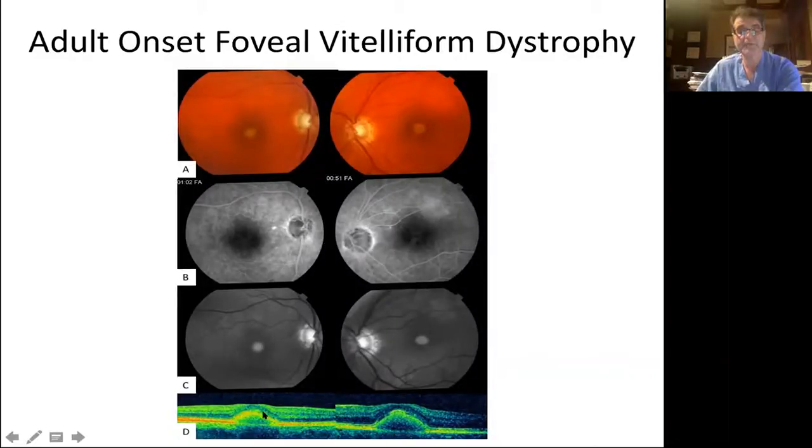On the OCT, we have this typical dome-like elevation that's symmetric underlying each fovea. And on fluorescent angiogram in this panel, there's no leakage. So that's quite typical of this disorder. These patients do not require treatment unless they develop a secondary choroidal neovascular membrane.